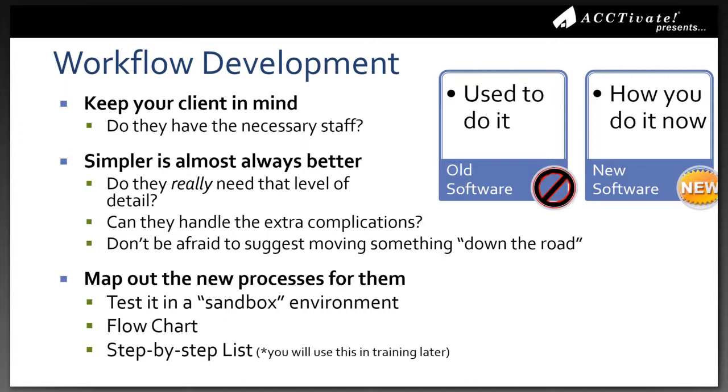So if we're looking at, to use ACCTivate as an example, this is how you used to enter a customer into QuickBooks, and this is how you're going to enter a customer into ACCTivate now. This is how you used to enter a credit memo into the system, and this is how you're going to enter a credit memo now. And go transaction by transaction or process by process. In some cases I write it out for them, in some cases we just walk through it together, but you want to make sure that they really understand it.